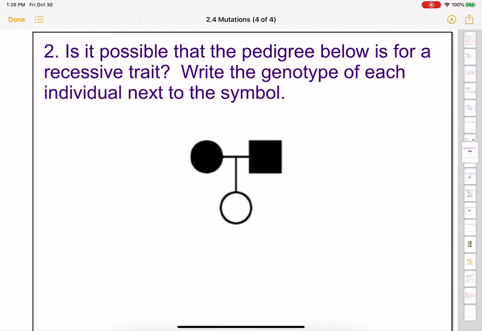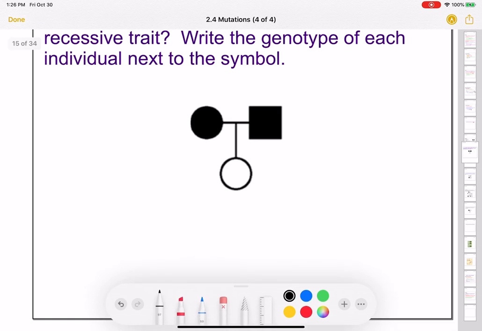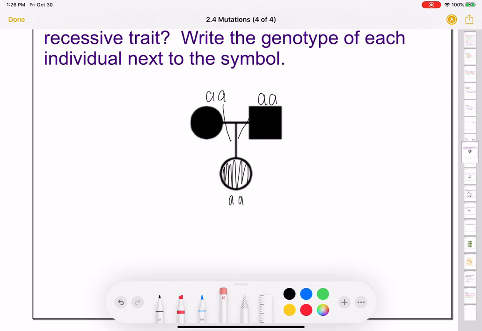Is it possible that the pedigree below is for a recessive trait? Write the genotypes of each individual next to the symbol. The question's asking, is this a recessive trait? In order to be recessive, this parent would have to be, let's use A's, little a, little a, and the other parent little a, little a. So the only thing that this child could get would be little a, little a. If it was a recessive trait, then this child should have it, but they're not shaded in.